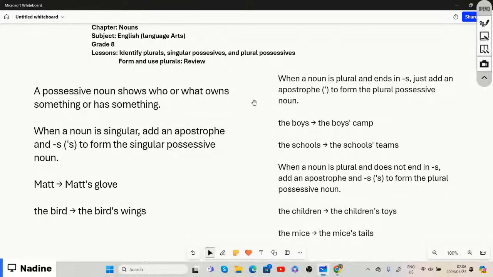So when it comes to nouns, we have plural nouns, and then we have singular possessives, and we have plural possessive nouns. When it comes to plural nouns, it's when it's more than one thing, and then it ends with an S, or it can end with ES or IES, depending on the specific word.